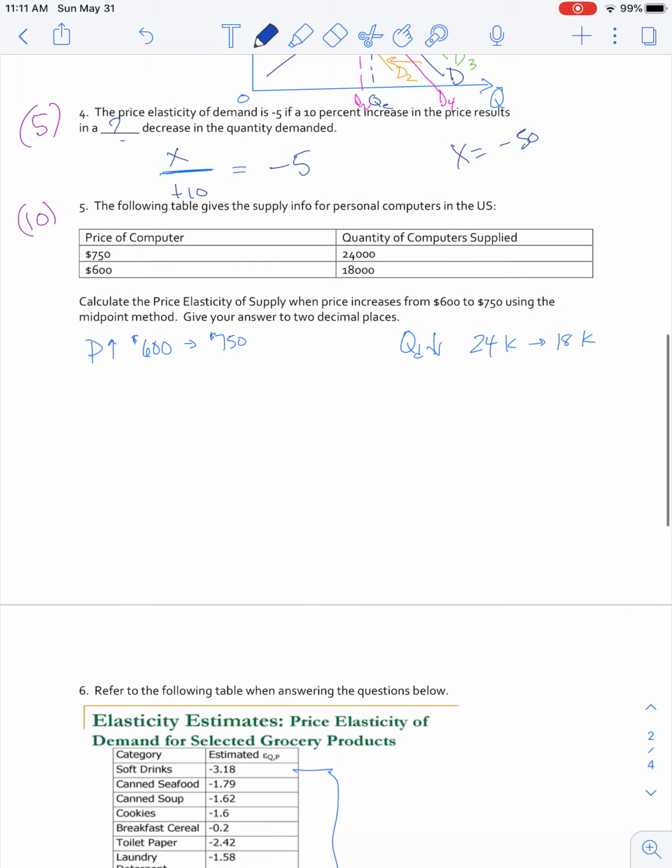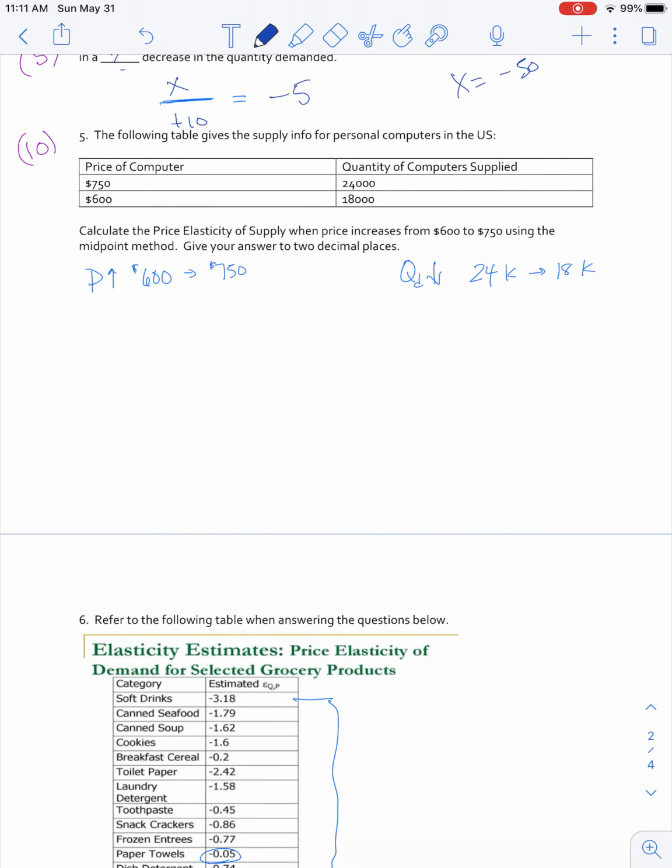So that's all there is for that one. The next one requires some calculation, and this requires using the midpoint formula, right? So use the midpoint method, but now this is price elasticity of supply, right? So remember the expression for price elasticity of supply: percentage change in quantity supplied over the percentage change in price.